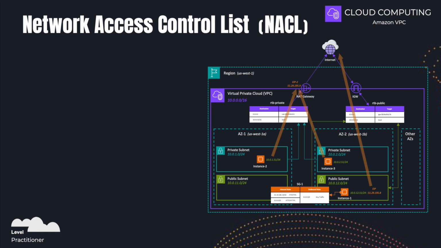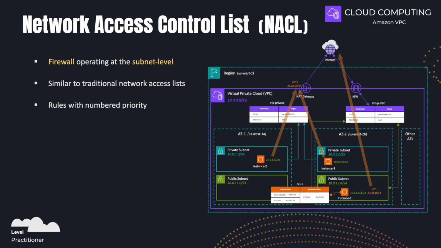In addition to security groups, VPCs also support Network Access Control Lists, or NACLs. NACL is also a firewall operating at the subnet level and provides an extra layer of security. NACLs are more similar to traditional network access lists you may have seen in on-premises networking. Each rule has a numbered priority and they are evaluated in order. The evaluation stops as soon as a rule matches. Unlike security groups, NACLs support both allow and deny rules and actions, giving you more flexibility for subnet-wide restrictions.